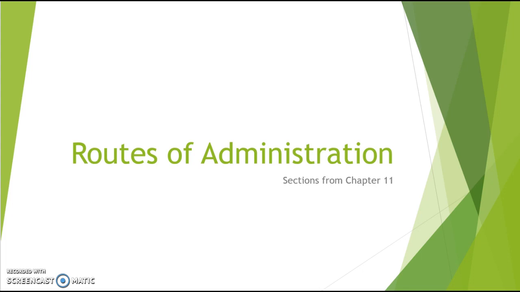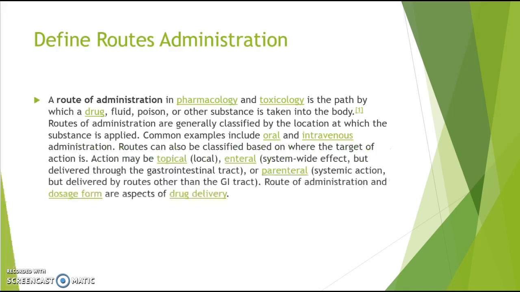basis throughout the year. So routes of administration, I basically took this from Wikipedia because I thought it was a good definition that explained it. A route of administration in pharmacology and toxicology is the path by which a drug, fluid, poison, or other substance is taken into the body. Routes of administration are generally classified by the location at which the substance is applied. Common examples include oral or intravenous administration.